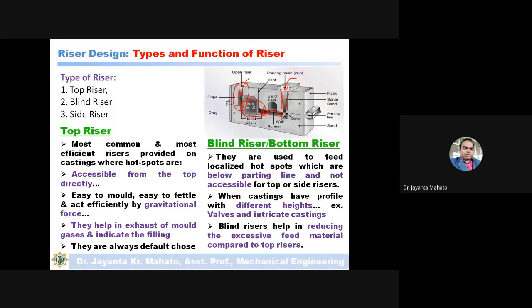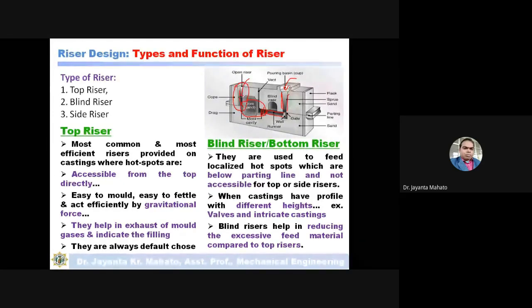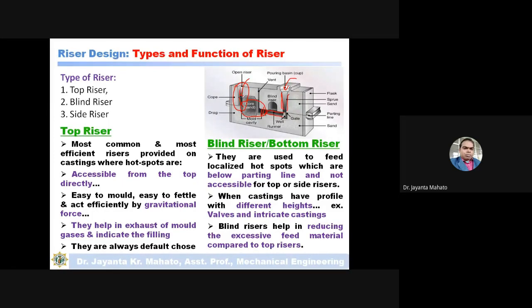So these types of risers are used when the profile heights, meaning the casting products, have different heights. If the desired casting product has different heights, then this type of riser is mainly used. For example, valves and intricate castings. These casting products have different heights.